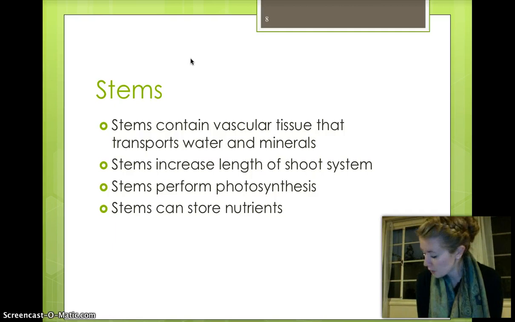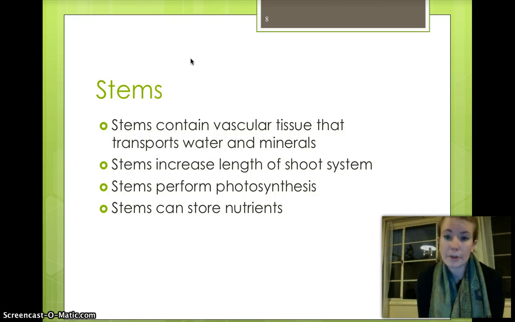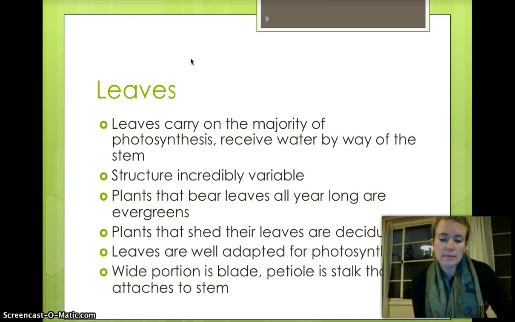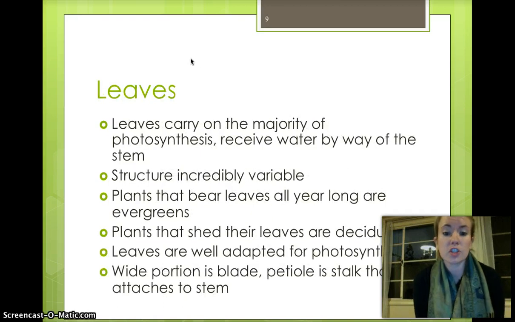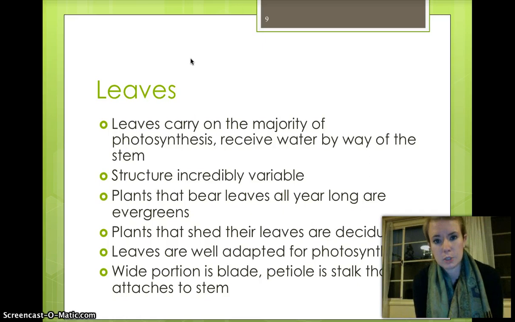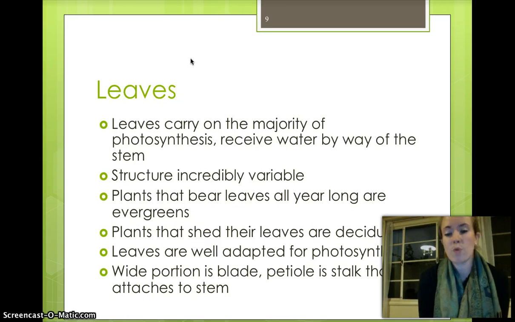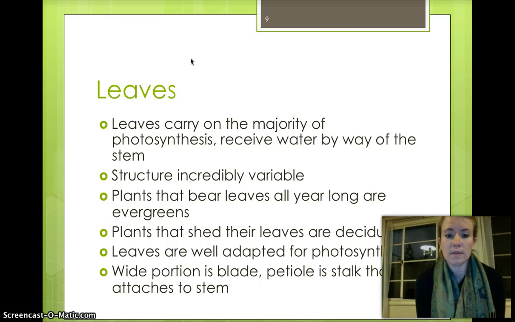And stems can also store nutrients. And so some underground stems store a lot of nutrients, such as potatoes. Those are stems, so they can also store nutrients. Then lastly, we have the leaves. This is also part of the shoot system. And normally, leaves carry on the majority of photosynthesis because they are well adapted to be green and absorb sunlight and do that job. And they receive water by way of the stem. So the stem brings up water from the root system to the leaves.